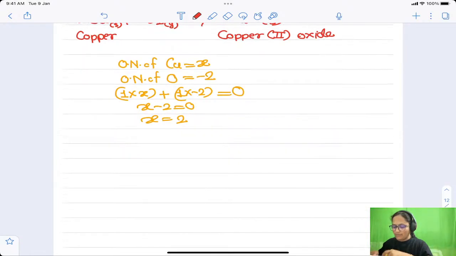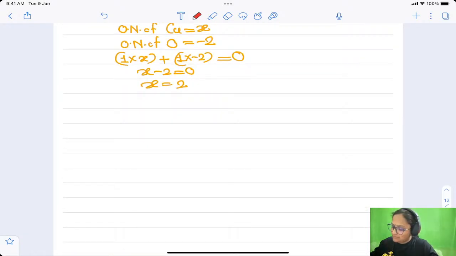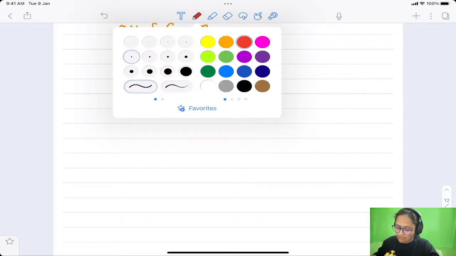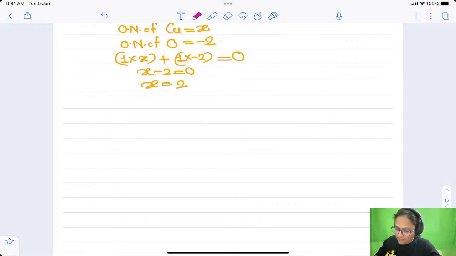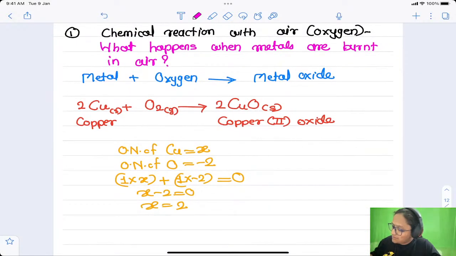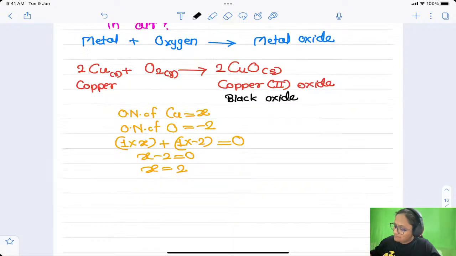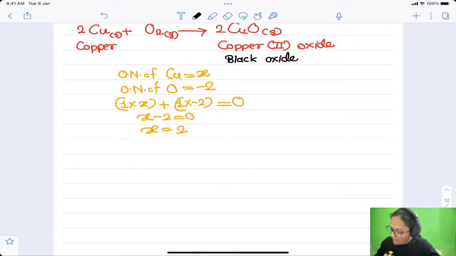Okay, some more examples we can have. Next example is of aluminium. So this is a black colored oxide. Black oxide. Next example for aluminium. Aluminium combines with oxygen. It gives us Al2O3.